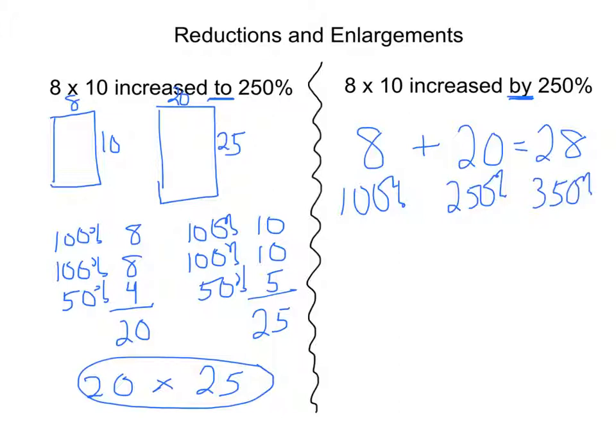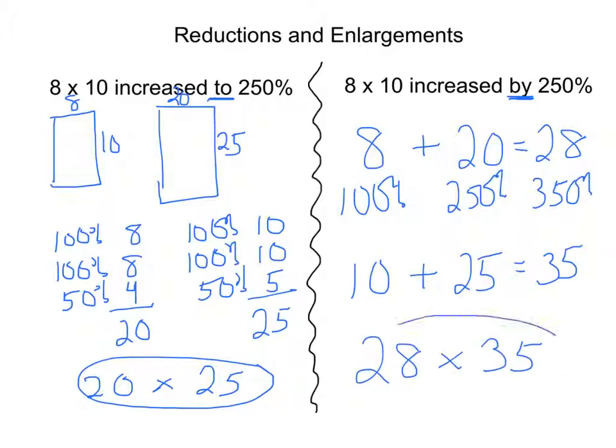Now I'm going to do the same thing with the 10. I'm going to do the 10, which is my 100%, plus the 25, which is my extra 250%, to get 35. So my final answer is 28 by 35. Now again, the key difference is, am I increasing to 250% or am I increasing by 250%? To means you're going straight to that amount and you stop there. By means you find that amount and you're either adding it on or taking it away. In this case, we were adding it on.